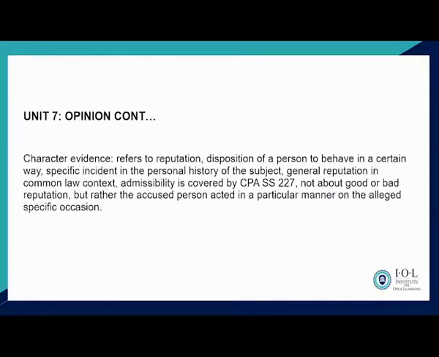Unit 7, opinion, continued. Character evidence refers to reputation, disposition of a person to behave in a certain way, specific incidents in the personal history of the subject, general reputation in common law context. Admissibility is covered by CPA Section 227, not about good or bad reputation, but rather whether the accused person acted in a particular manner on the alleged specific occasion.